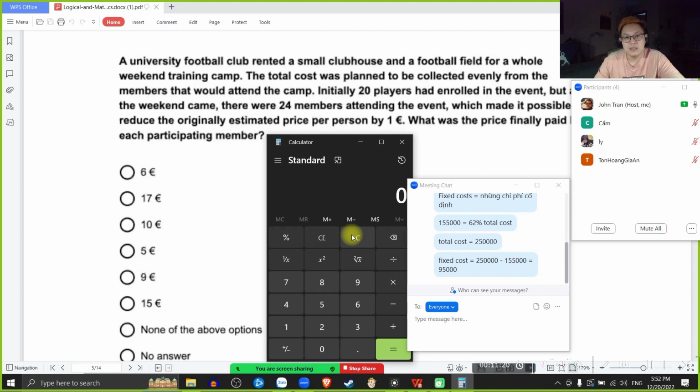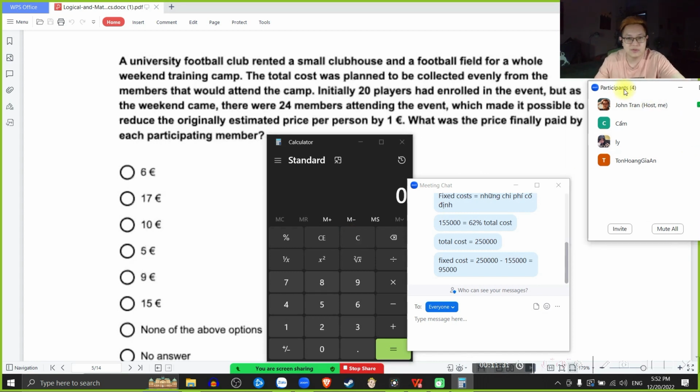Initially 20 players had enrolled in the event, but as the weekend came, there were 24 members attending the event, which made it possible to reduce the originally estimated price per person by €1.